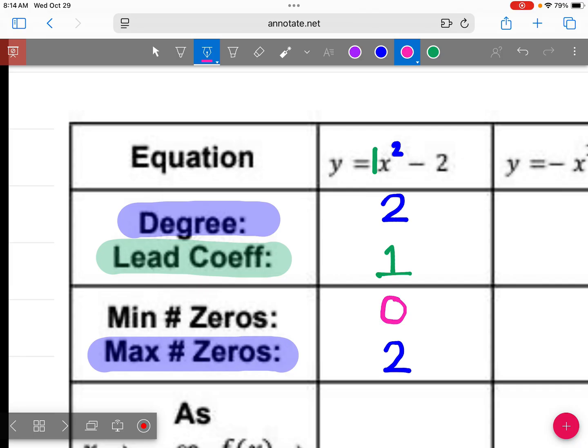If we have odd degreed functions where our arrows go in opposite directions, I have to have a root somewhere because my arrows point in opposite directions. I cannot avoid the x-axis if I can go up forever and down forever. I have to hit something. So odd degreed functions have to have at least 1. Even degreed functions might not have any.